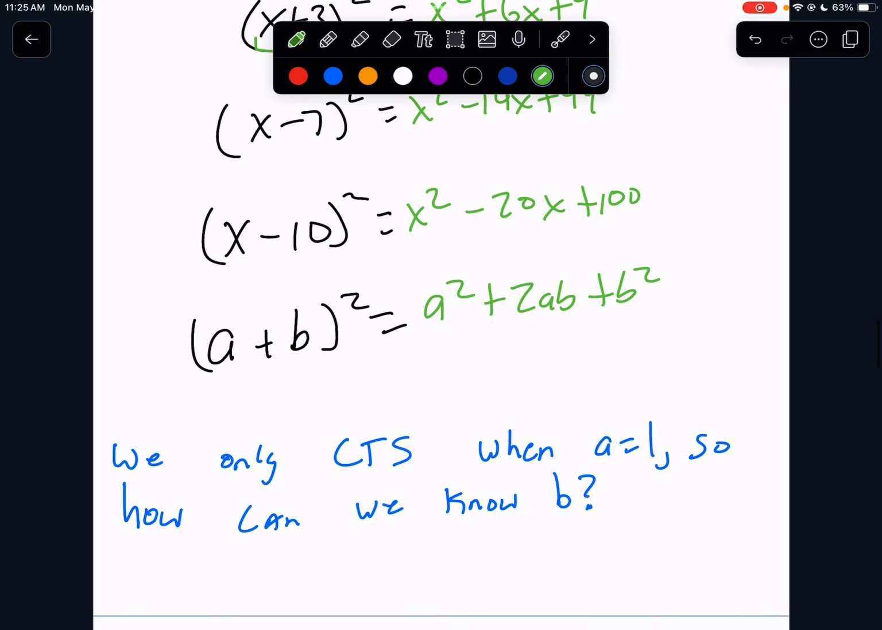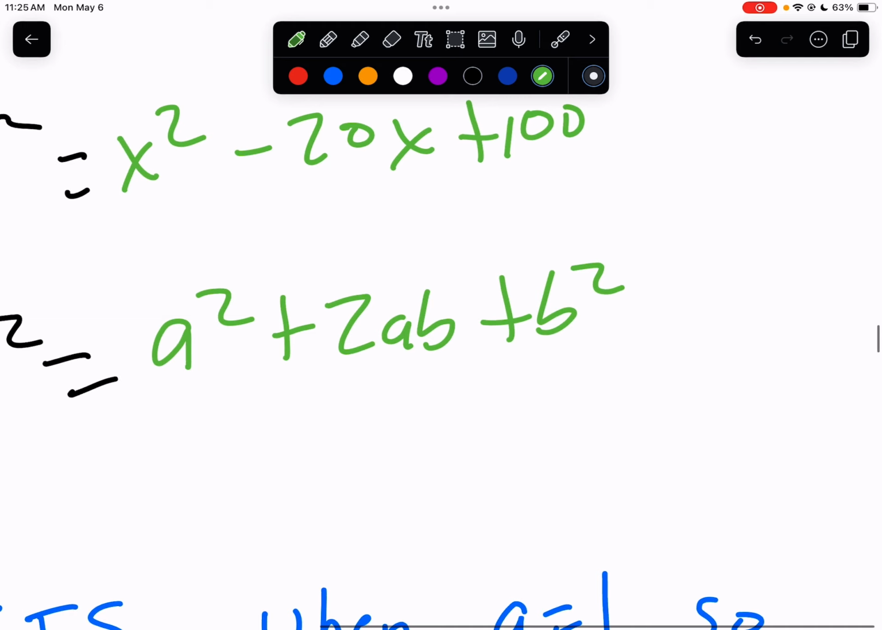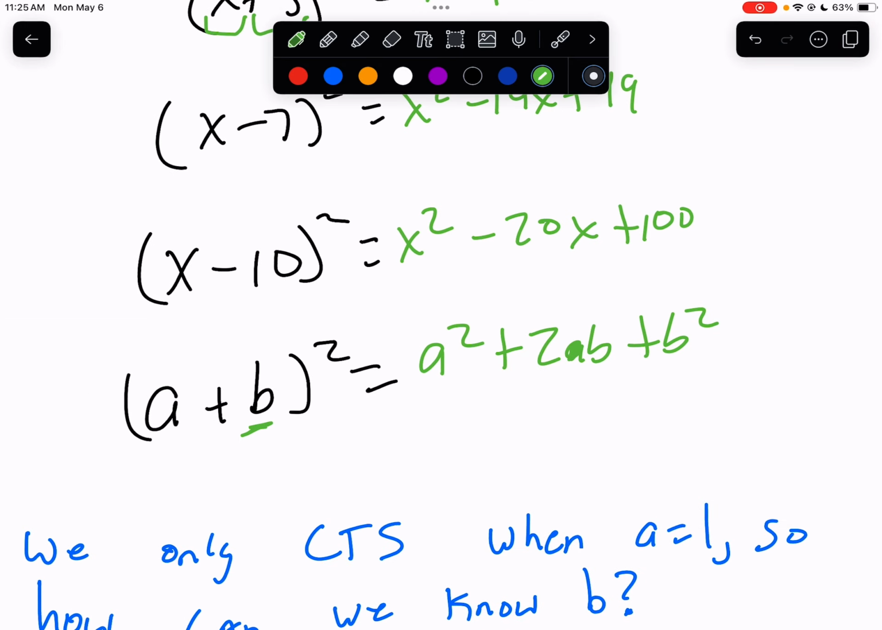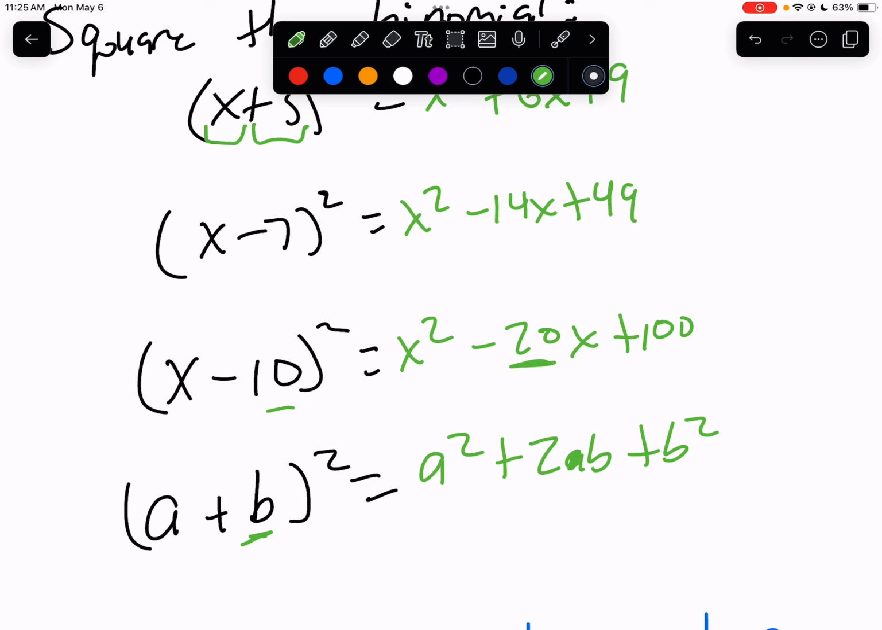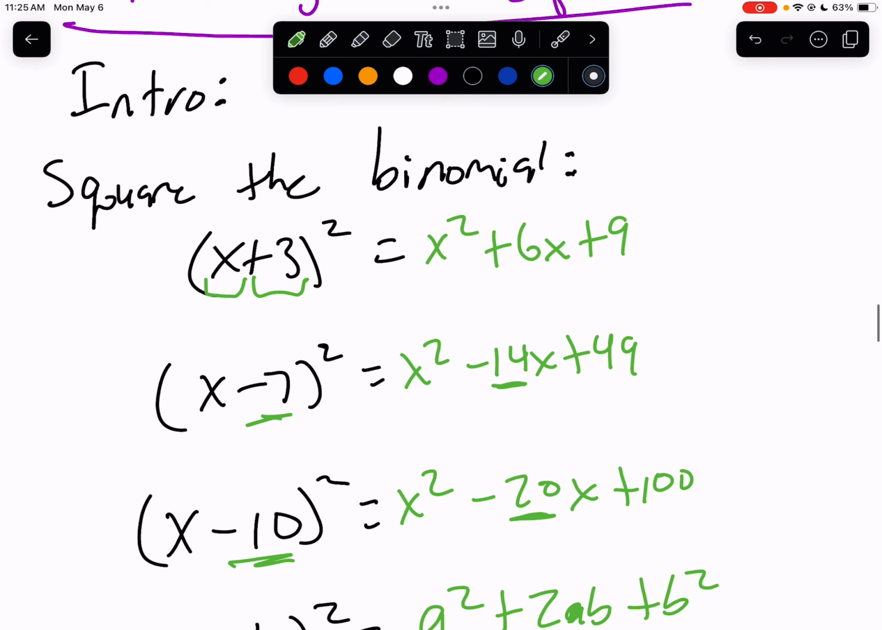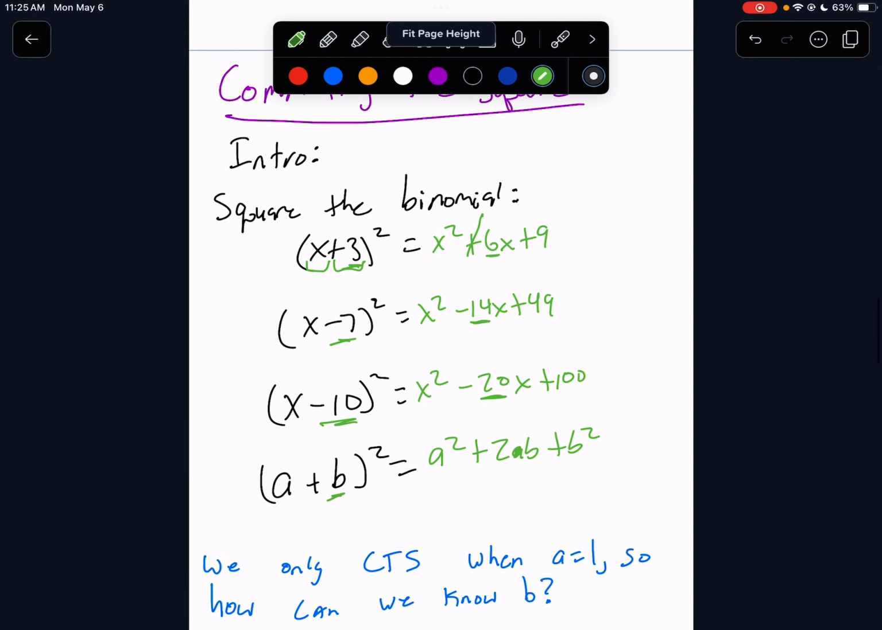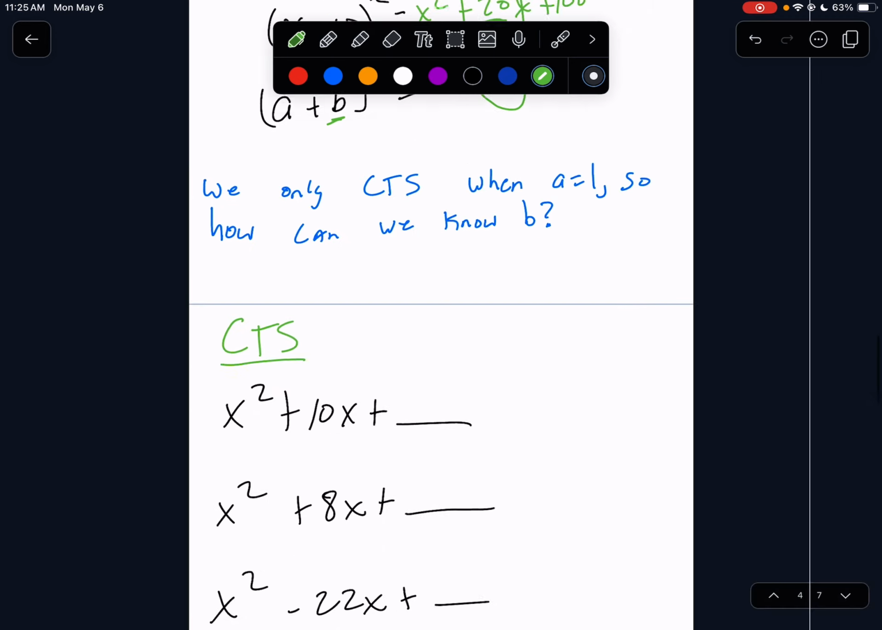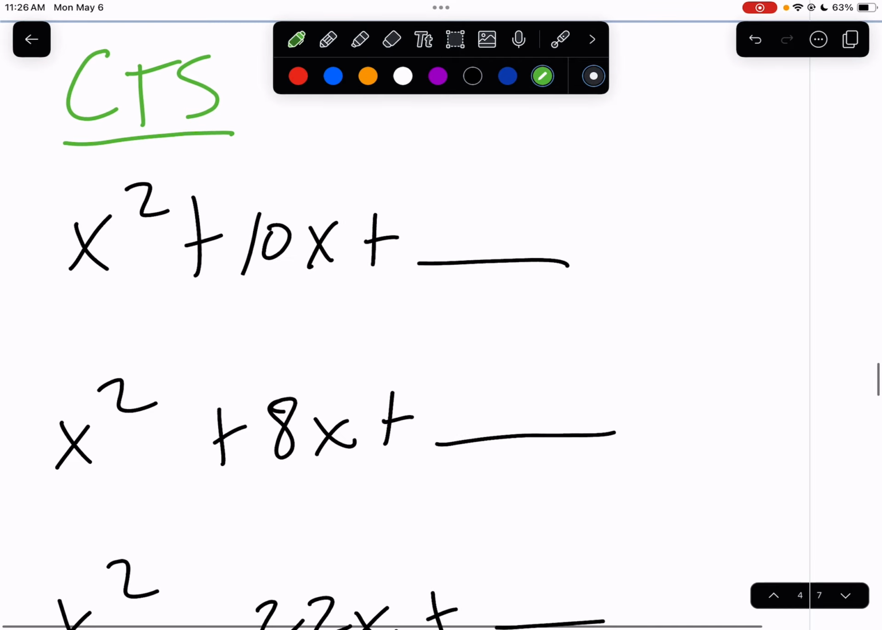We only complete the square when your a value is 1. So if your a value is 1, isn't this spot always 2b? Let's look. This spot, negative 10, is that 2b? Negative 14, is that 2b? 6, is that 2b? Yes. If you know this middle number, can you figure out where it came from? That's the point of all of this. If you know what it looks like going forward, we can figure out what it has to look like going backwards. So complete the square.